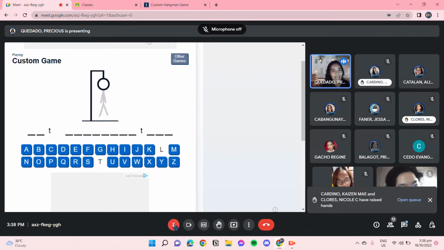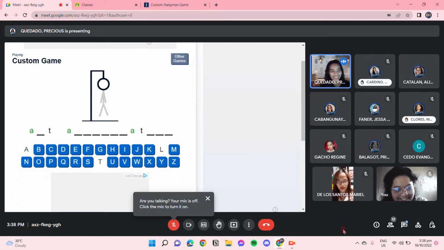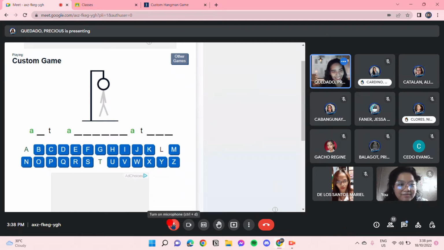A as in apple. Oh, that's correct! Oh my gosh, I don't even know what the word is. Any more guesses? Another guess from Miss Catalan. You still have 5 points.